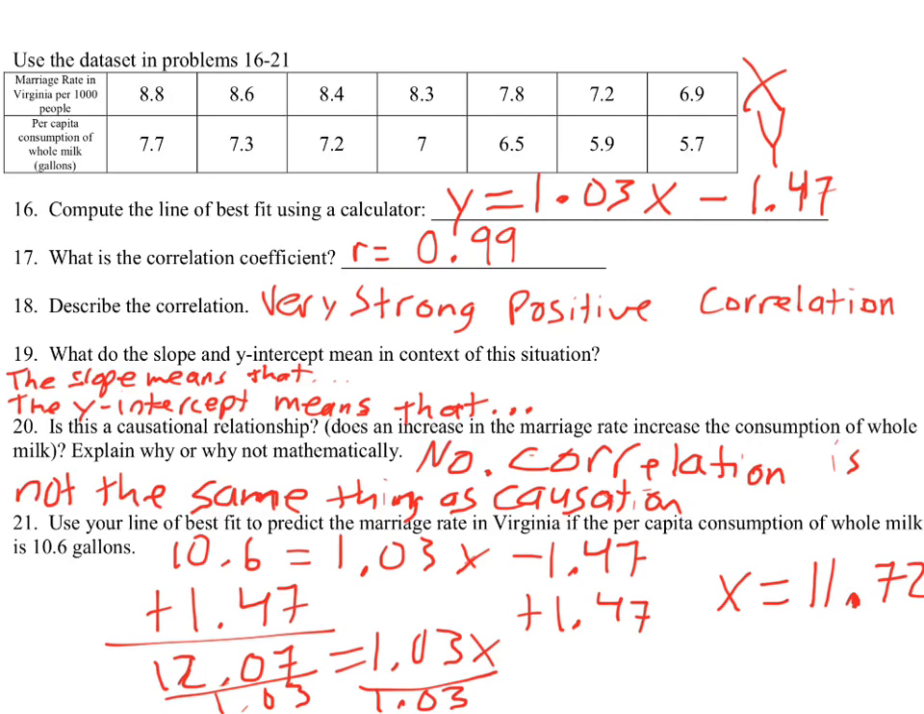21. Let's do 21 quick. Use the line of best fit to predict the marriage rate in Virginia. The per capita consumption is 10.6 gallons. Well, this is a y value again, so I'm rewriting this equation, except I'm replacing the y with 10.6. I need to get x by itself, so I'm going to add 1.47 to both sides, to get things away from the x. That'll give you 12.07, and on the right side you still have the x term. So divide both sides by 1.03, and 12.07 divided by 1.03 gives x equals 11.72, and that's done.